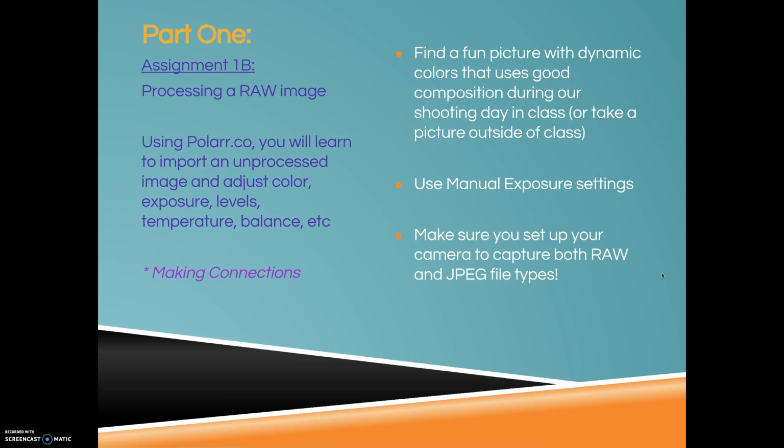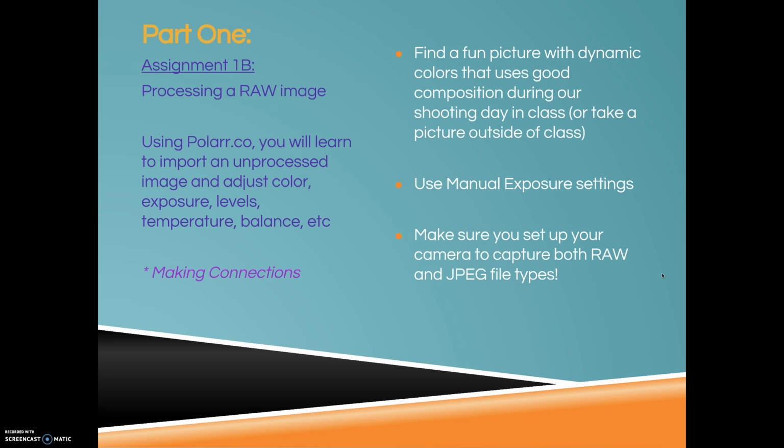Okay. The second part of part 1, so part 1B, you're going to be shooting in a RAW file format. So this is the only part that you're going to use RAW. You're going to just find a picture that has really dynamic colors that uses good composition. It can be any kind of picture you want, okay? You're going to need to use your manual exposure settings to be able to shoot in a RAW file. And I will show you how to set up your camera to capture both the RAW and the JPEG file type just for that part of the assignment.